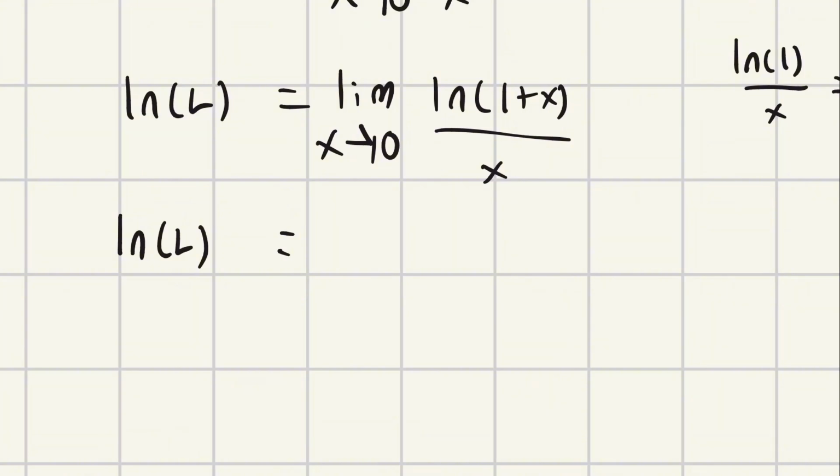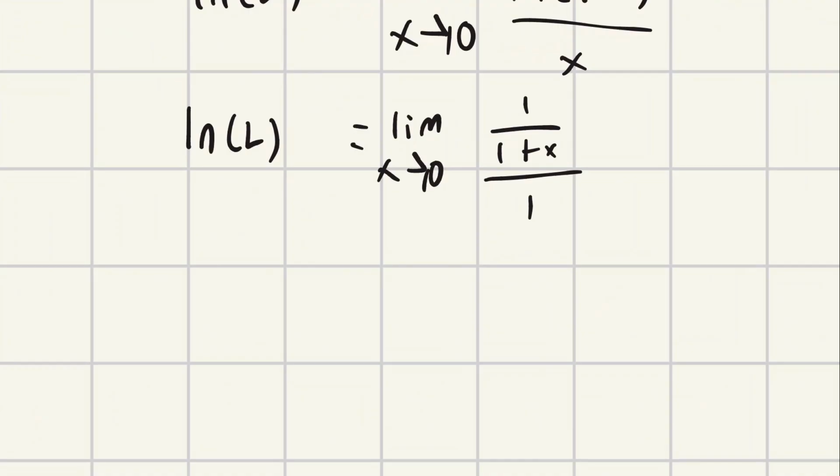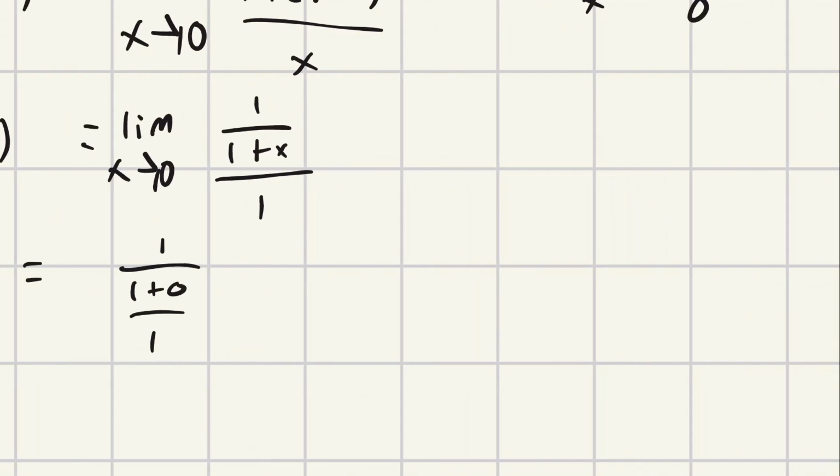So now we can use L'Hopital's rule here, keeping our limit as x goes to 0, but taking the derivative of our numerator and our denominator, which gets us 1 over (1 plus x), over 1. Now let's try plugging in x equal to 0. That's 1 over (1 plus 0), over 1. Let's do our work over here. 1 over (1 plus 0) over 1 is equal to 1 over 1 over 1. This just equals 1.